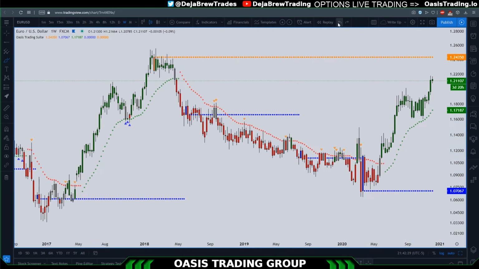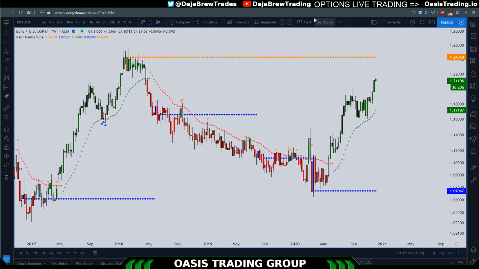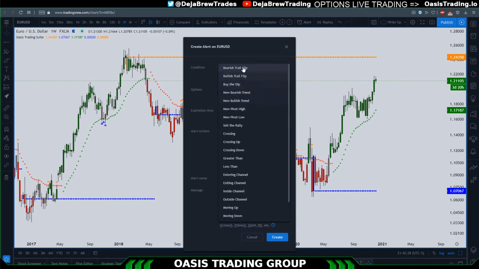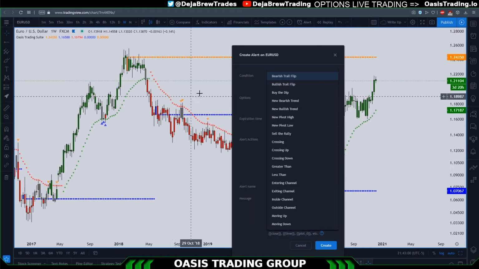Okay. Finally, I wanted to show you guys how to set alerts for the OTS. So if we go to the alerts, you can go to the Oasis Trading Suite, and we have a bunch of alerts here. Bearish trail flip is when it goes from green to red, excuse me. That would be the bearish trail flip. When it goes from red to green, that would be a bullish trail flip. Green to red would be a bearish trail flip. Buy the dip would be the blue arrows. Sell the rally would be the orange arrows.